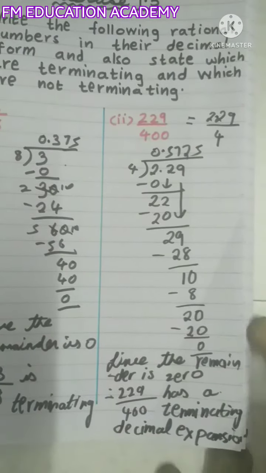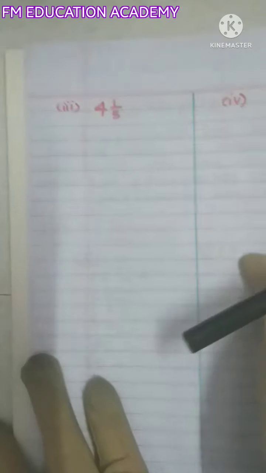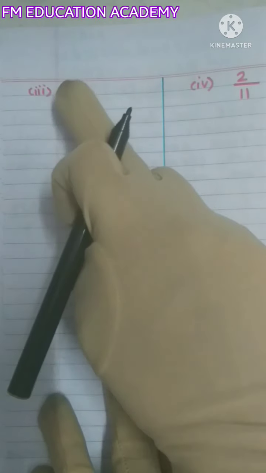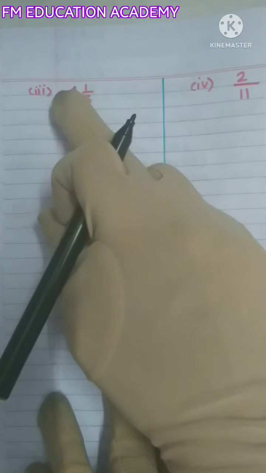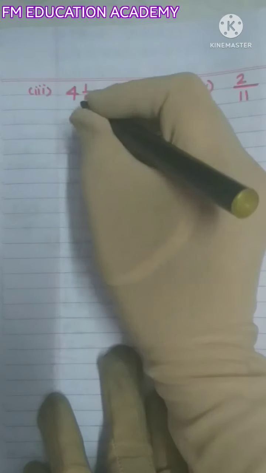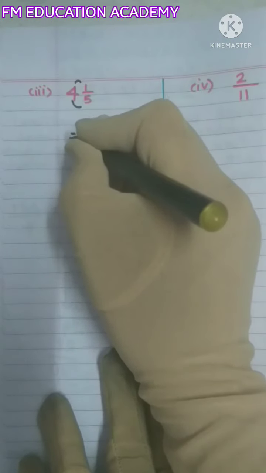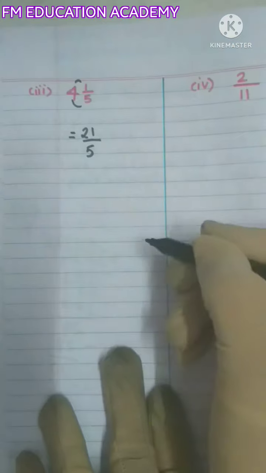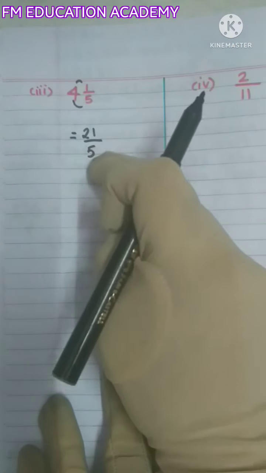Terminating decimal expansion. Moving on to the third bit. In the third bit, we have to convert 4 1 by 5. This is a mixed fraction, right? Convert this mixed fraction into an improper fraction first. How to convert a mixed fraction into an improper fraction? 5 into 4 plus 1. So 5 4s are 20, 20 plus 1 is 21. So this can be written as 21 by 5. So I have converted the mixed fraction into an improper fraction.